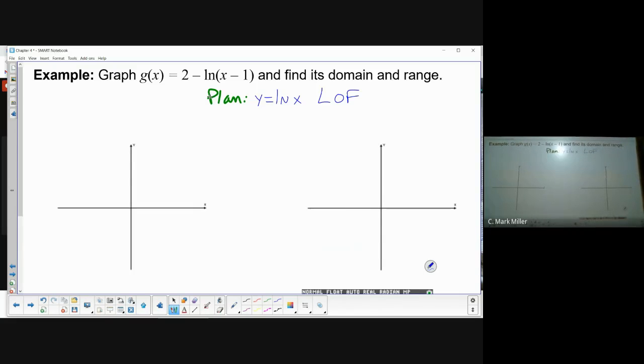Let me get. I'm very far behind in my notes. That's number 1.